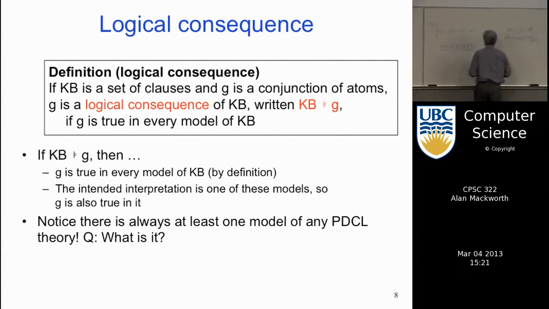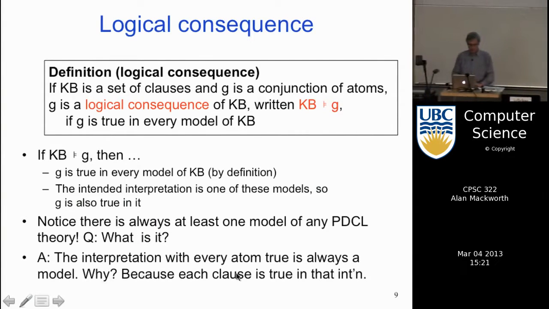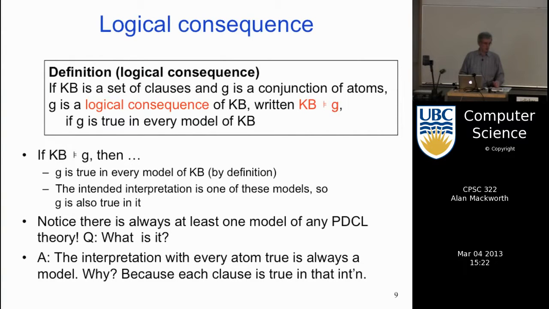Right? Because you've got that negation in there. So this is the key: they're all positive in this form, and that allows you to deduce this theorem. The interpretation with every atom true is always a model in the simple case because each clause is true in that interpretation. Okay? That should be clear to you now. If it's not clear, you've missed something along the way. So you need to go and read the book, read the last lectures, listen to Giuseppe, listen to me, etc. That should be clear to you now.